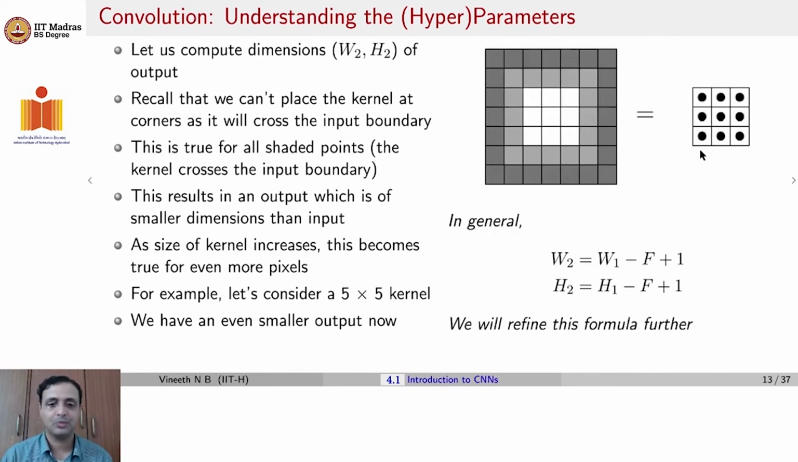We've seen these before. In general, we can say with this restricted setup that W2 will be W1 minus F plus 1 and H2 will be H1 minus F plus 1. So if your input W1 and H1 was 7 cross 7, and F was 5 cross 5, you have 7 minus 5 plus 1, which is 3, and the same for H2, and that makes your output a 3 cross 3 matrix.